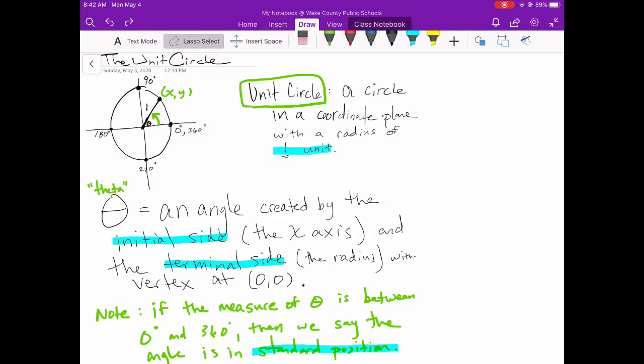The center of that circle is at 0, 0. So the coordinates of this circle, this center right here, is at 0, 0. If I go 1 unit to the right, that would be 1, 0. If I go 1 unit up, that would be 0, positive 1. If I go 1 unit left, that would be negative 1, 0. And if I go 1 unit down, that would be 0, negative 1.